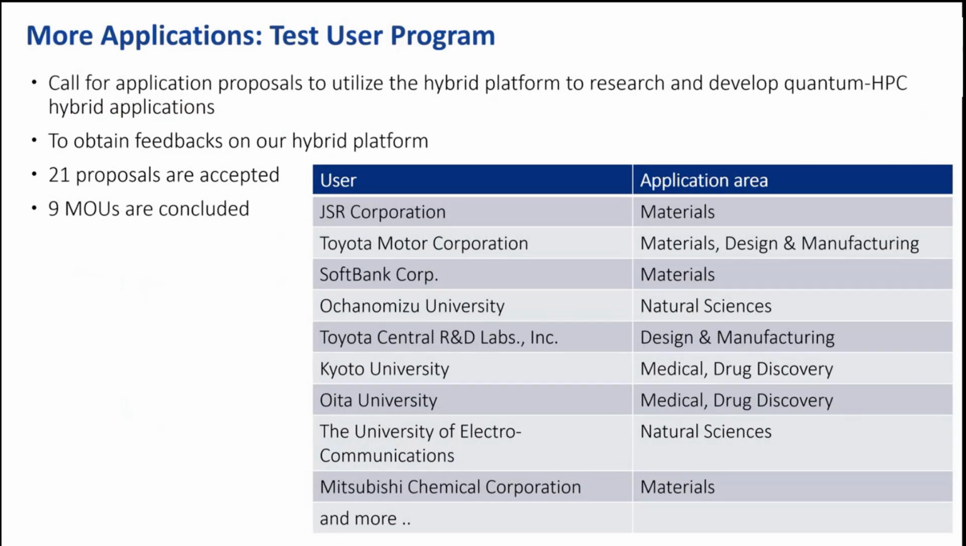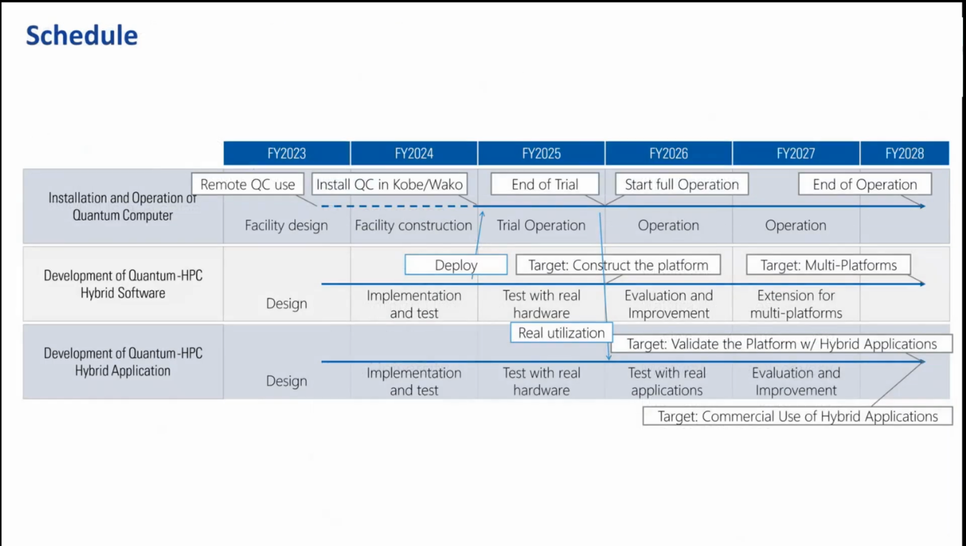And we are still finding and developing several applications by conducting the test user program. We called for application proposals to utilize the hybrid platform to research and develop quantum HPC hybrid applications and get feedback on our hybrid platform. We accepted 21 proposals with a very large range of applications, such as materials and natural science and design, and so on.